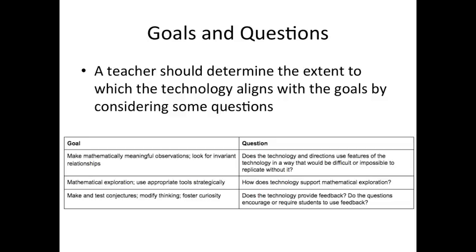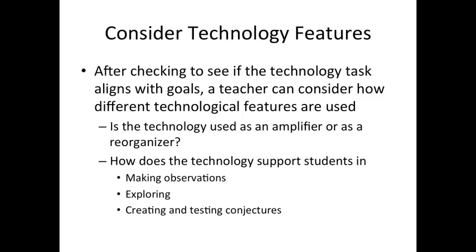So for example, if the teacher wants students to make mathematically meaningful observations, then it's important that the technology allows tools for students to do so. Similarly for exploration and making and testing conjectures. Once the teacher has determined if the technology is aligned with his or her goals, then it's important to consider the technology features and whether they support the goals the teacher wants to achieve.